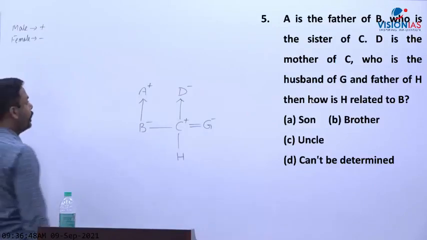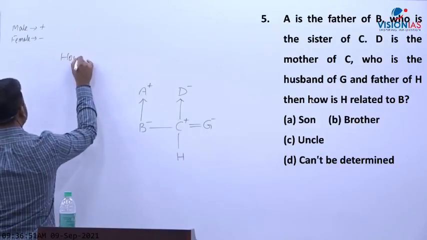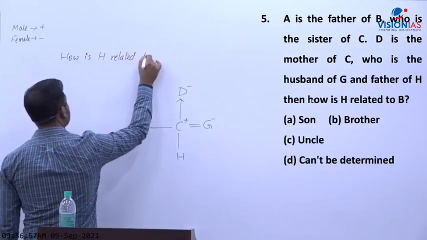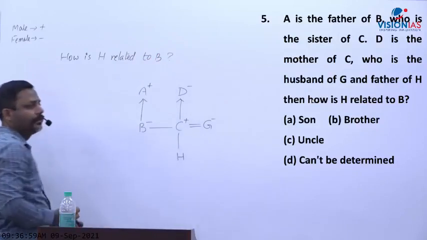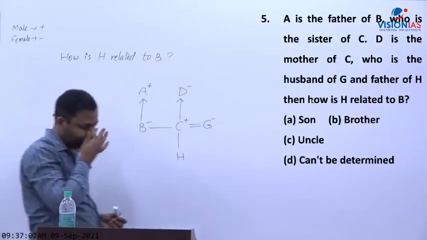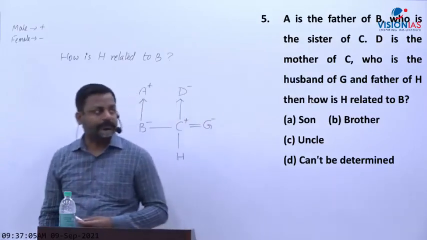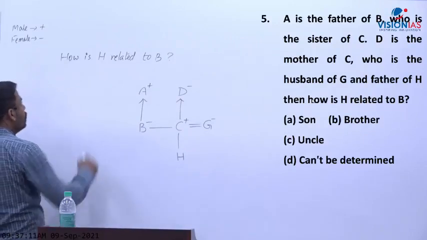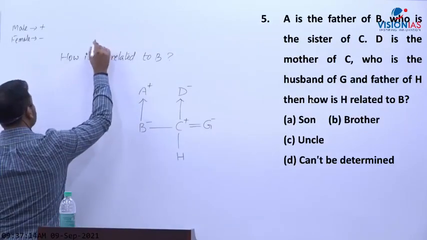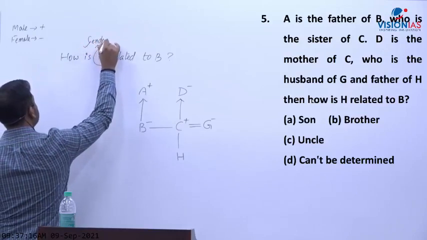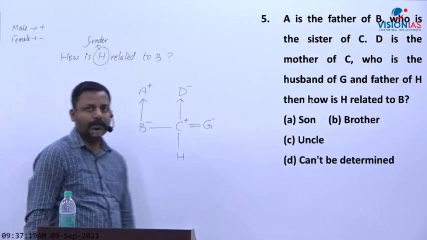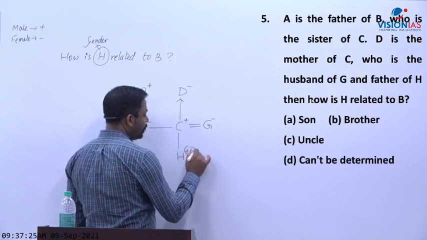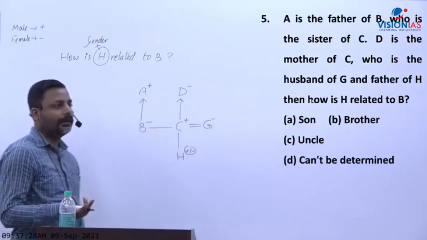Then how is H related to B? How is H related to B? Very good. So for finding the answer of this particular question, we need to know the gender of this particular person. That is H. And as per the information, we do not have the gender of H. Means H can be male or female.